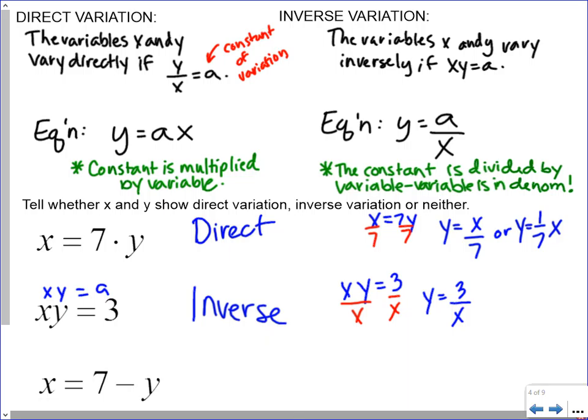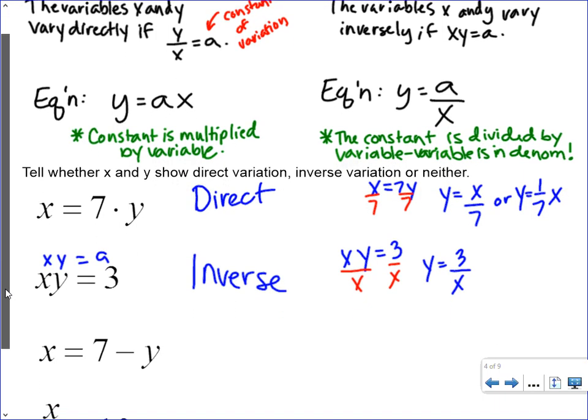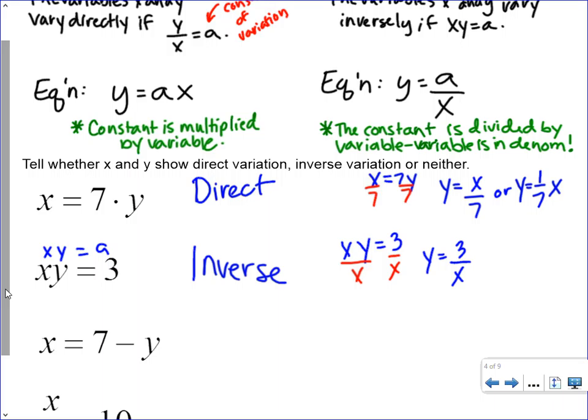What about x equals 7 minus y? Do you think direct, inverse, or neither for 7 minus y equals x? Neither. Did I give you any rule for adding or subtracting? Nope. So neither. Good. Thank you, Eric. Going out on a limb there. If anything has a plus or minus, it's not considered inverse or direct variation.